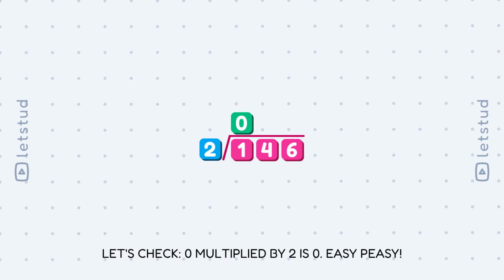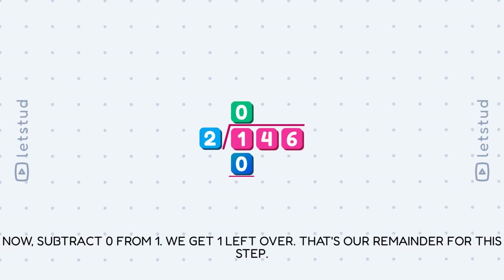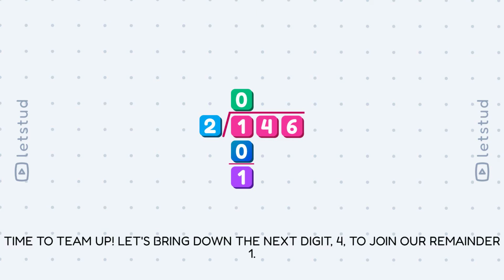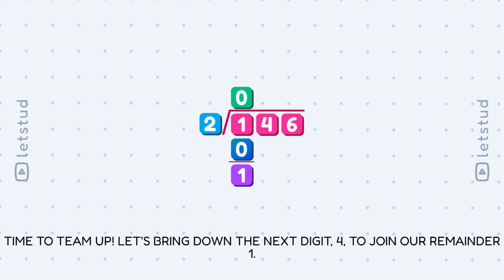Let's check: 0 multiplied by 2 is 0, easy peasy. Now subtract 0 from 1, we get 1 left over, that's our remainder for this step. You're doing amazing, don't worry about the remainder, we've got more numbers to help. Time to team up, let's bring down the next digit 4 to join our remainder 1.